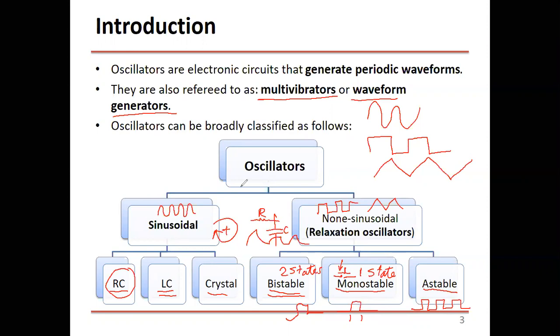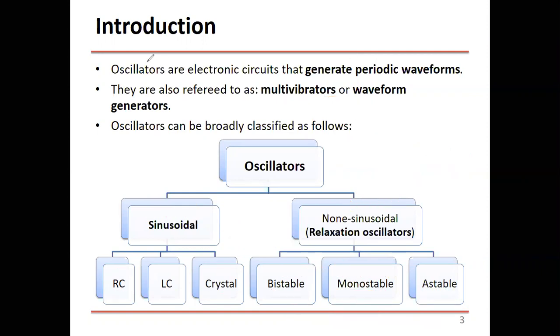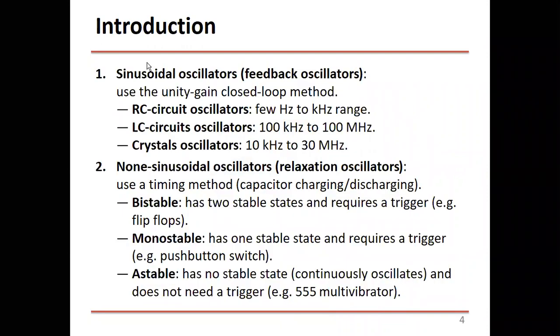So this is how we understand or classify oscillators. As I mentioned, we have two types of oscillators: sinusoidal oscillators, and this is what we are going to cover today. Okay, so these are the sinusoidal oscillators, and they are based on the unity gain closed loop method, and we're going to discuss this method today.